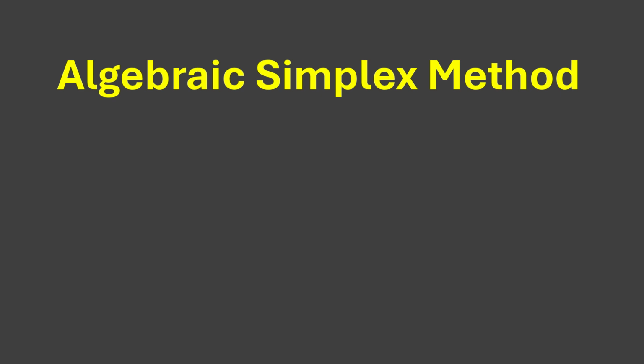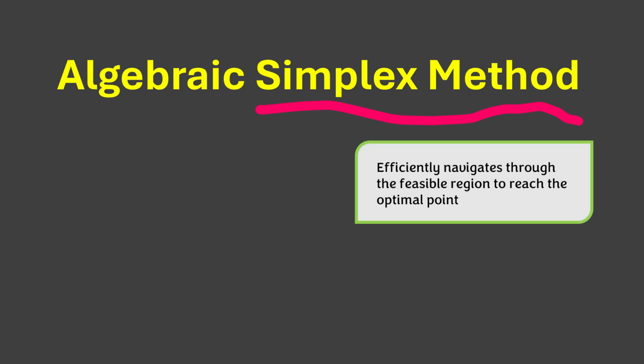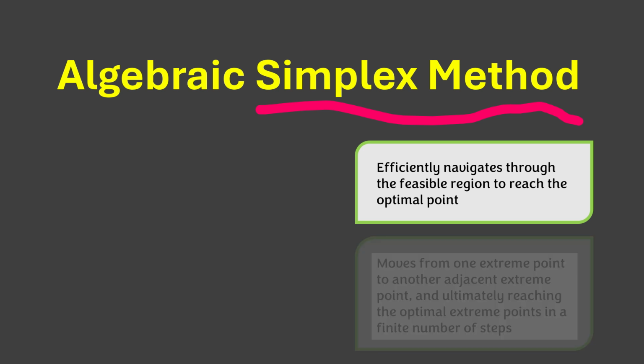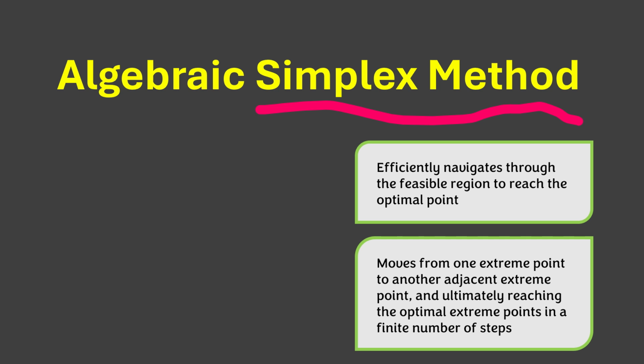Hello and welcome everyone. In this video, we will start learning about the simplex method, which is a key algorithm in linear programming. It can efficiently navigate through the feasible region to reach the optimal point, thus maximizing or minimizing the objective function. The simplex method moves from one extreme point to another adjacent extreme point and ultimately reaches the optimal extreme point in a finite number of steps.